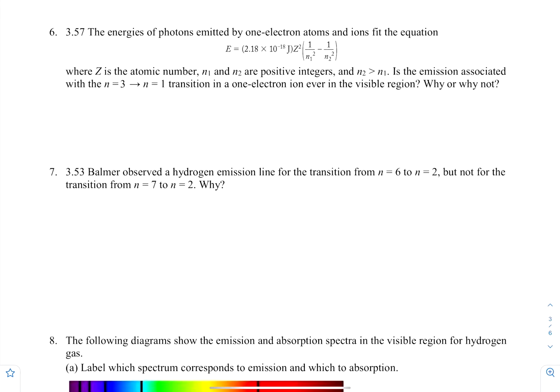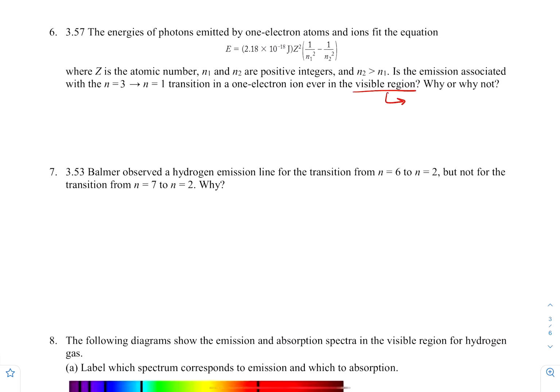I'm Austin and I'll be running through part 2 of problem set 6, the Bohr model. Number 6, the energies of photons emitted by one electron atoms and ions fit the equation, where Z is the atomic number, N1 and N2 are positive integers, and N2 is greater than N1. Is the emission associated with the N equals 3 to N equals 1 transition in a one electron ion ever in the visible region? Why or why not?